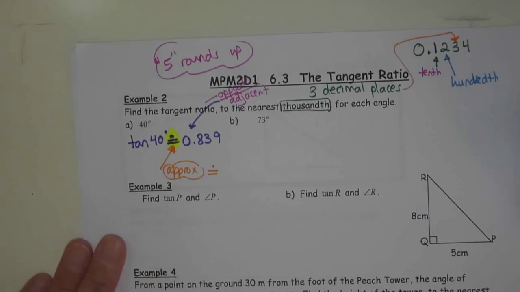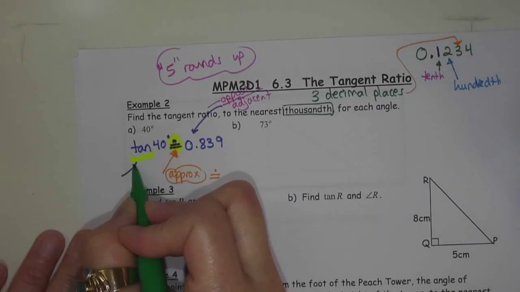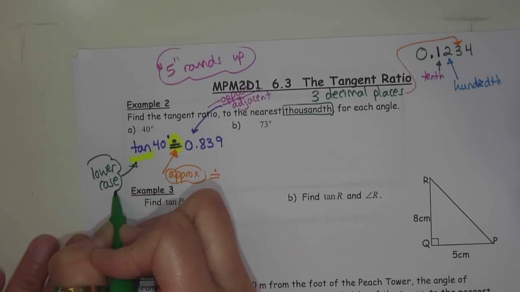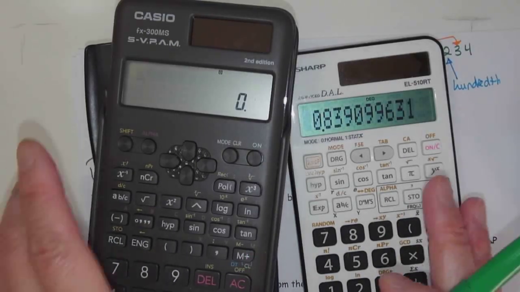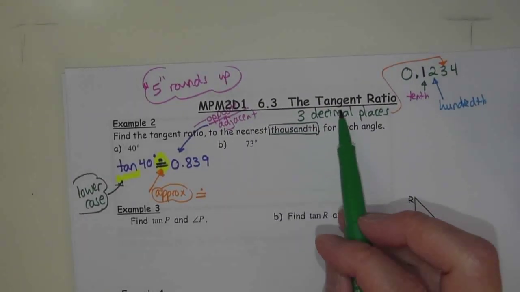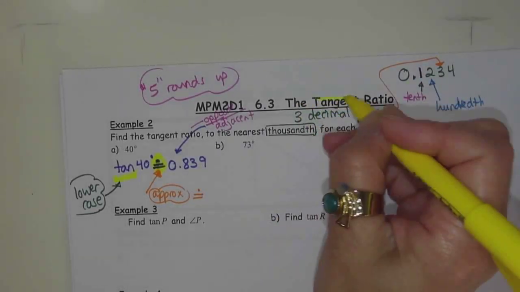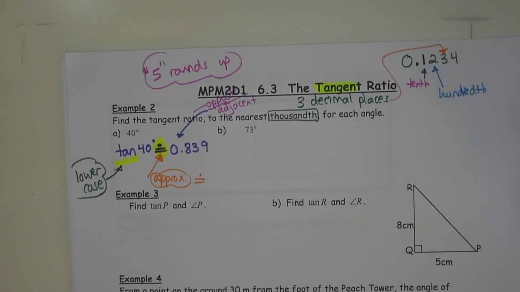Also, let me point out that this part here is in lowercase. You'll see on all of our calculators, tan is lowercase. It's short form for tangent ratio. So the tangent ratio is opposite over adjacent. I'll help you memorize that in a little bit. There's going to be more ratios and we'll memorize them all.